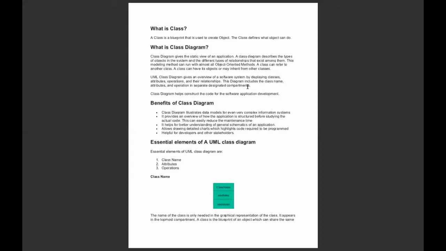Now moving to the second: for a single class, there may be any number of objects instantiated at any one time. It means a single class can have many objects. Moving to the next point, a class has a unique name, attributes and methods. An object has identity, state and behavior.